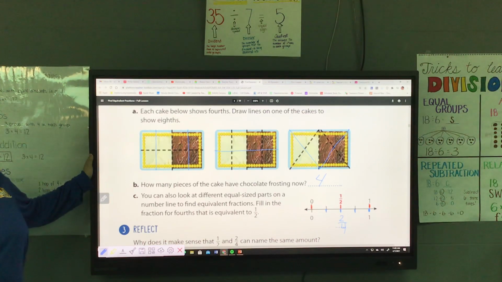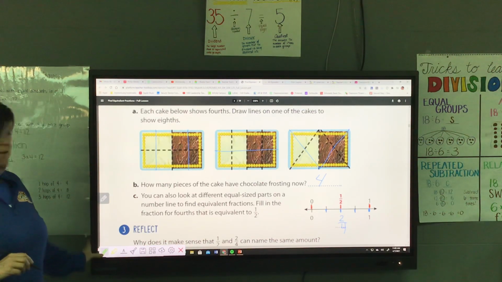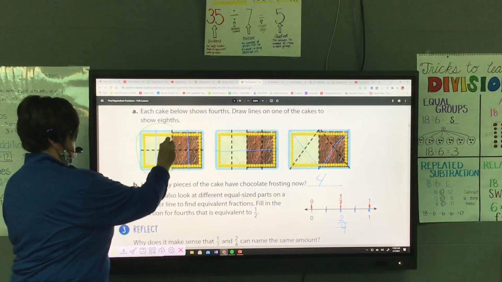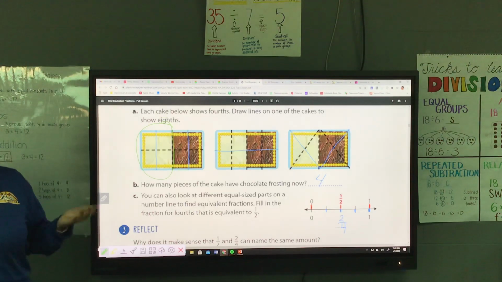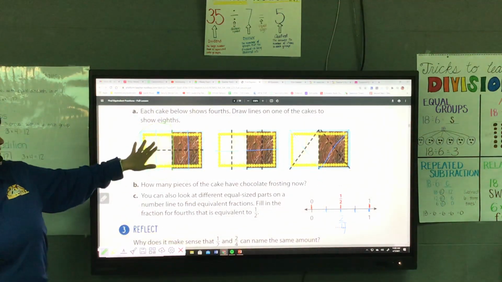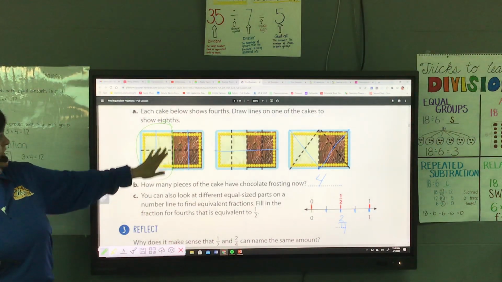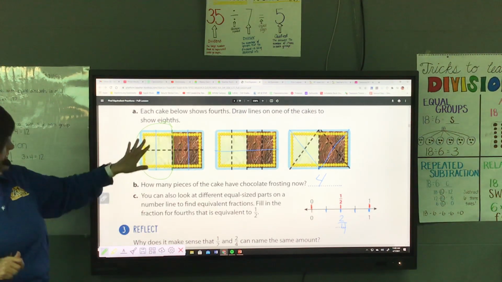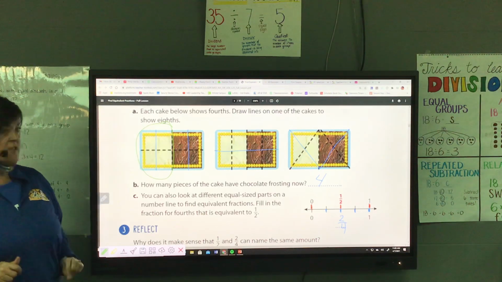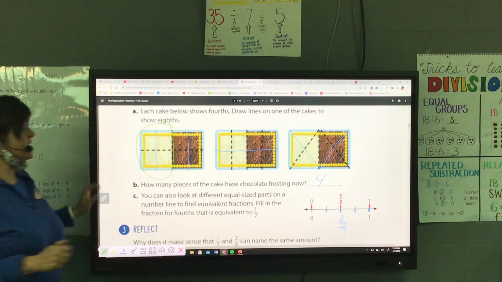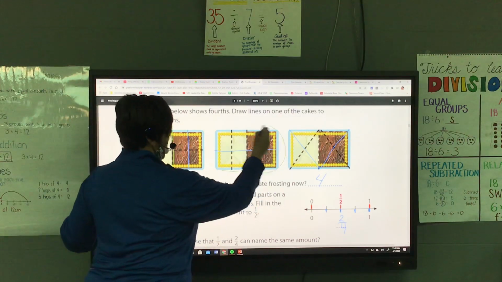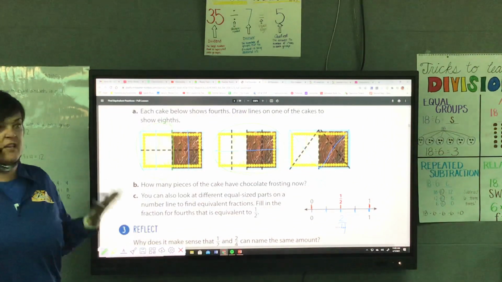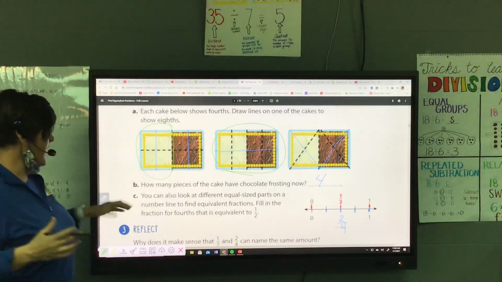They're both the same amount. You're right, they're both like the same amount. Are they the exact same amount? Whether I have it split into 2 parts or 4 parts, is it still the same amount of cake over here? Yeah. Or whether I have it split into 2 parts or 8 parts, is it still the same amount of cake? Yeah.